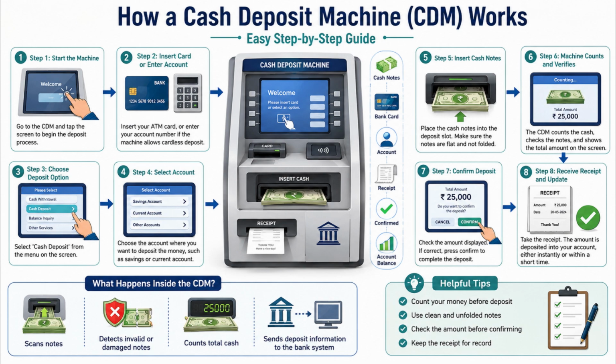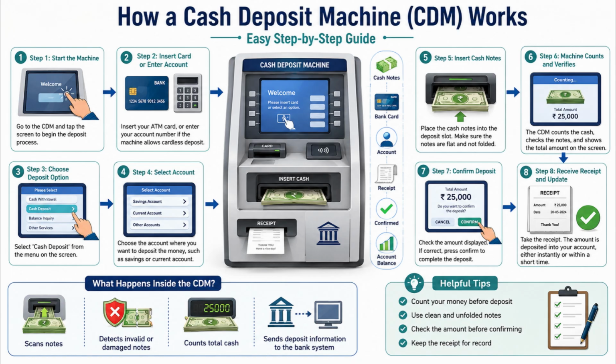In this video, we will discuss how a cash deposit machine, also known as a CDM, works and how it helps customers deposit cash quickly, securely, and conveniently into their bank accounts. To begin with, a customer approaches the cash deposit machine and activates the deposit process by touching the screen or following the instructions displayed. This allows the machine to start the transaction and prepare for the deposit.